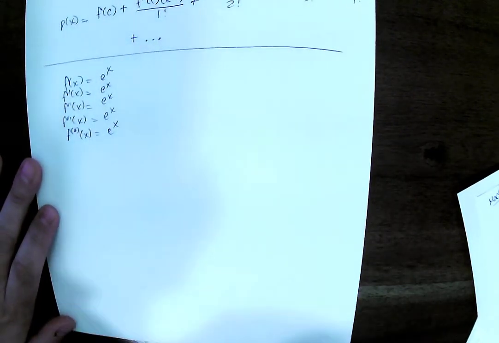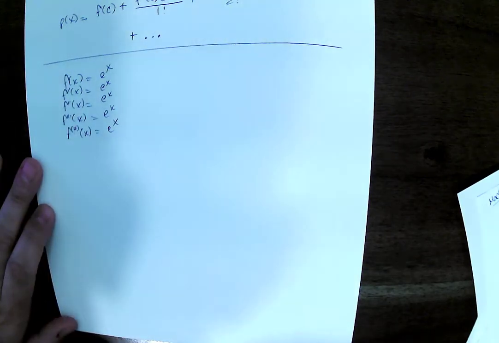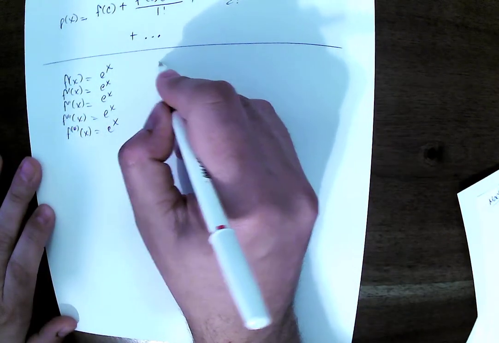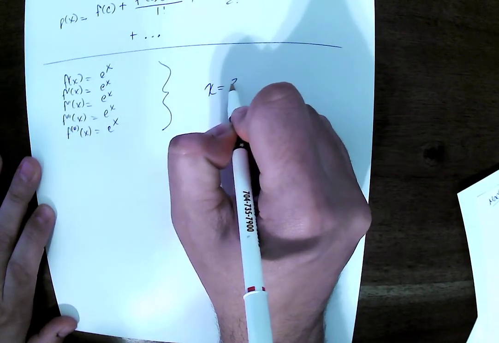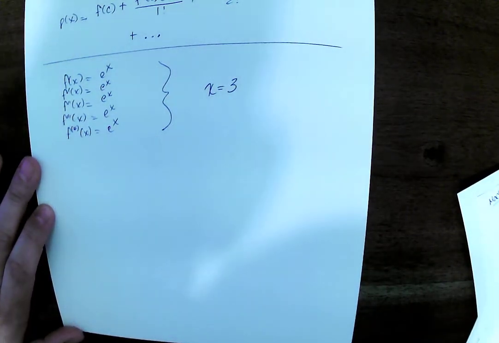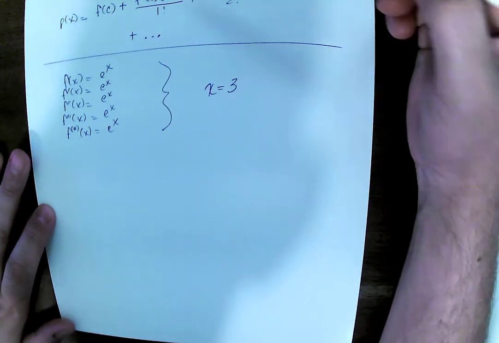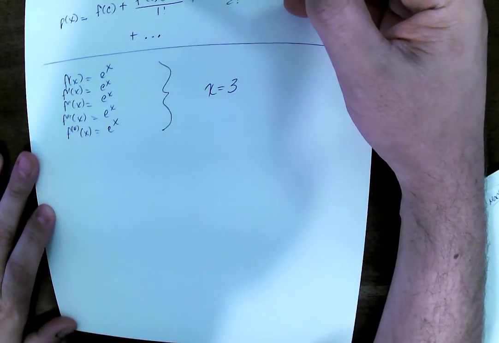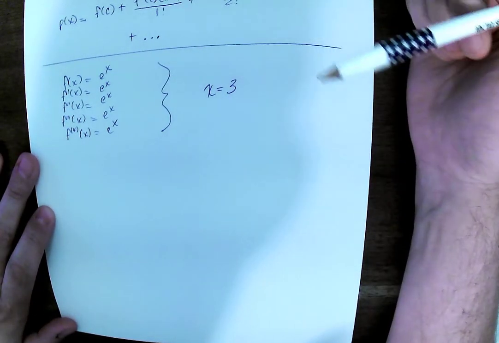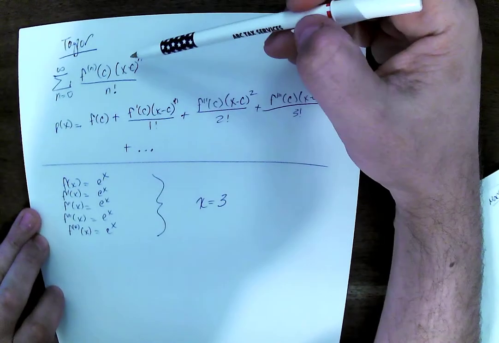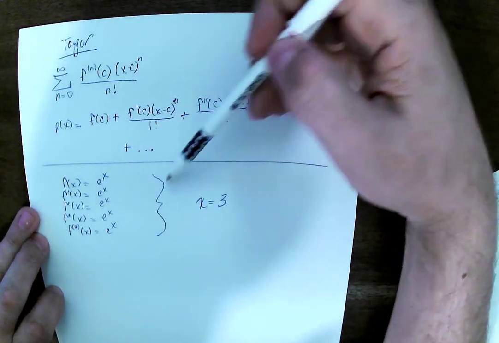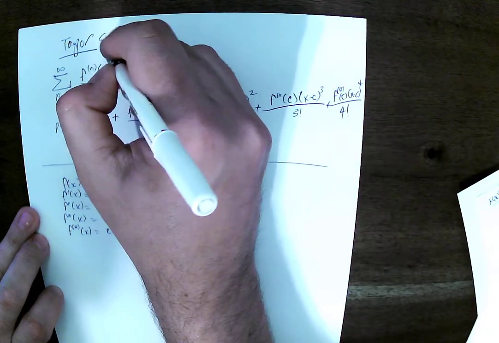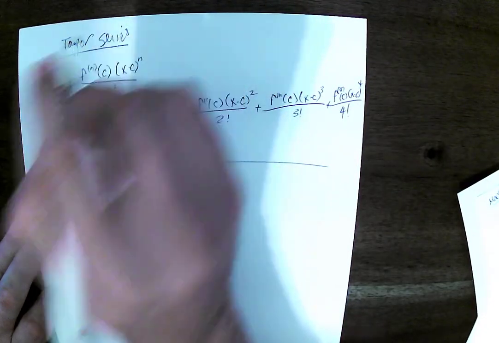Now, if we were to set this up, I want us to evaluate this when x equals 3. Notice before, our c up here was gone, and we just evaluated essentially where x equals 0. Now I want us to evaluate it when x equals 3. This is what makes it now the Taylor series.